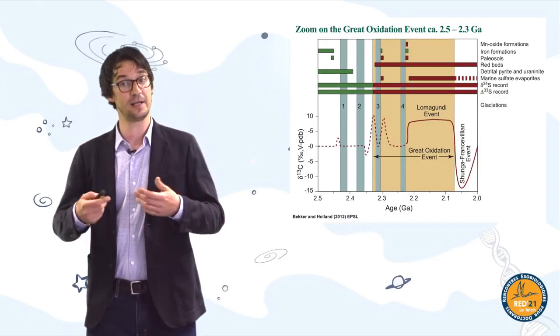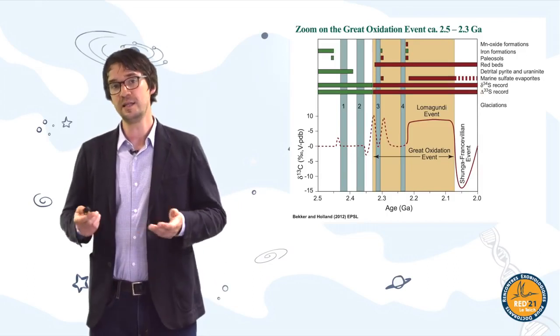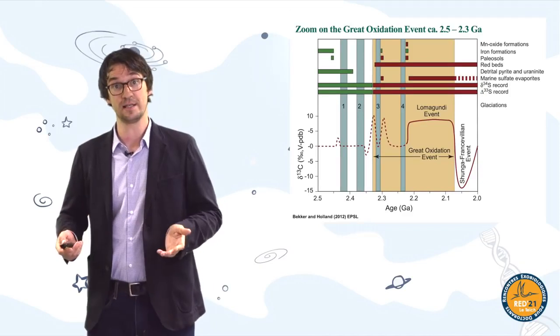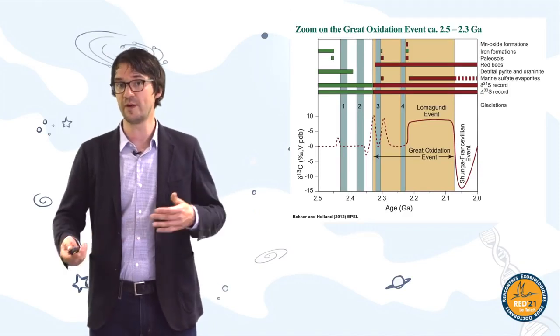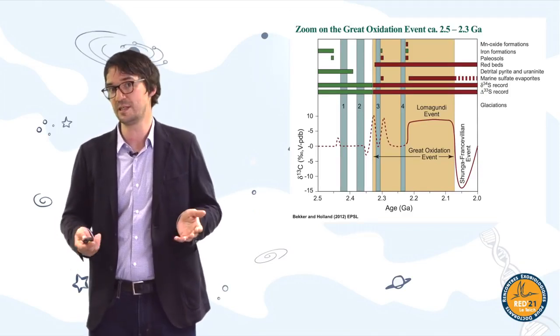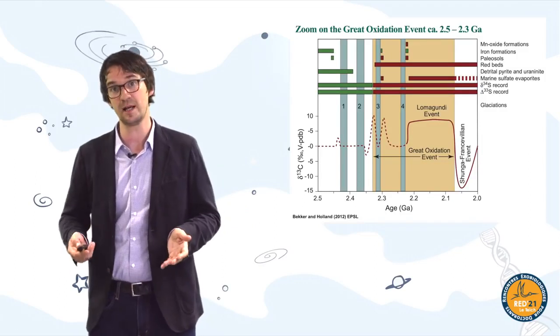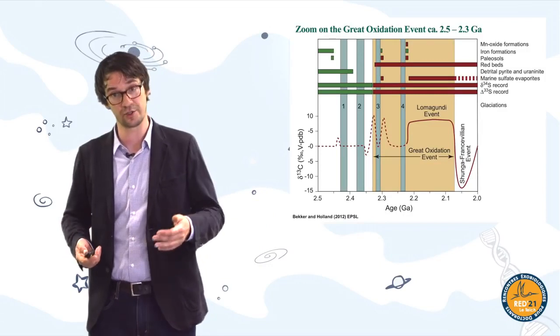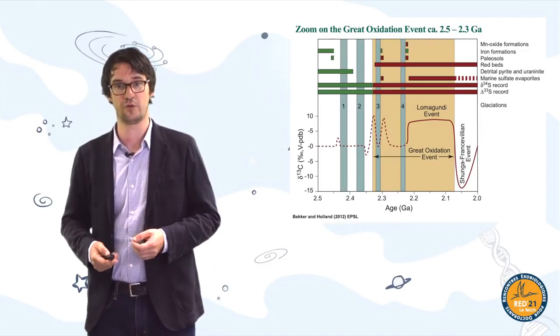Then you see the next item down are red beds. These are essentially river bottoms that become oxidized. Prior to the Great Oxidation Event, whenever we find a riverbed, we don't tend to see an accumulation of iron oxides. Afterwards, we do, because atmospheric oxygen concentrations increased.